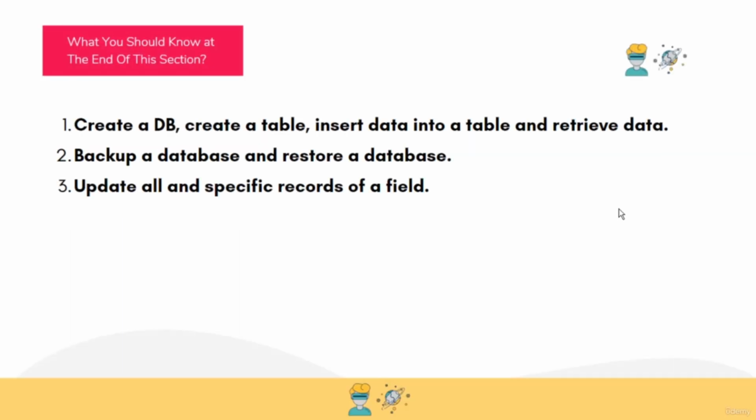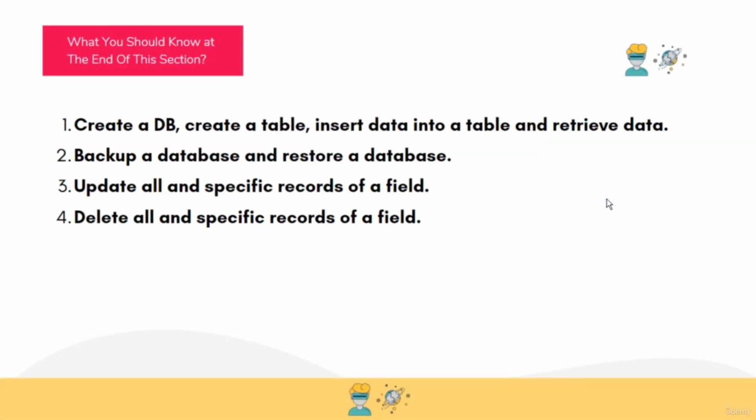Next, how to update all and specific records of a field. When we insert data, we save the data, but at a certain moment we may want to change its content. That's why we have the update. But also we may want to delete records from our database. We're going to see how to delete all and specific records of a field. You're going to get the concept of a field as we progress in this course.